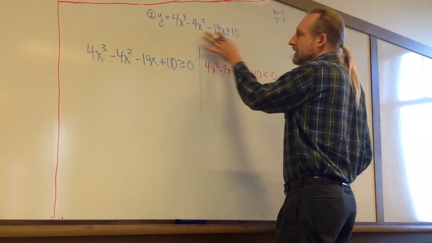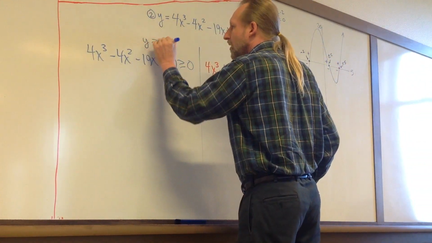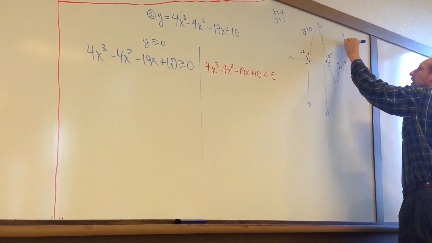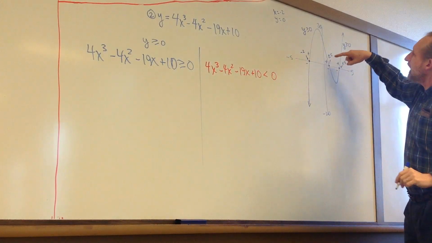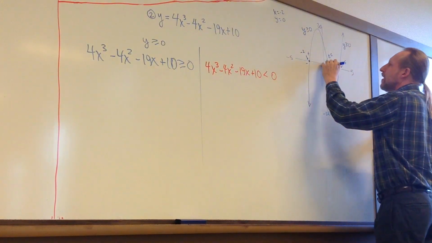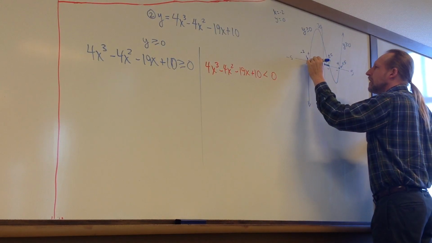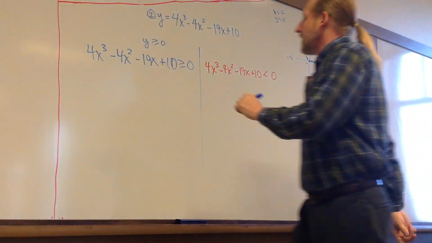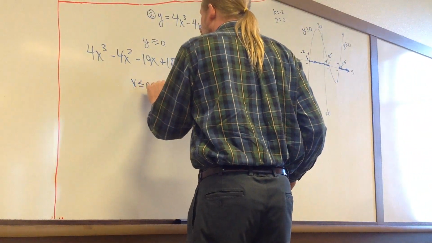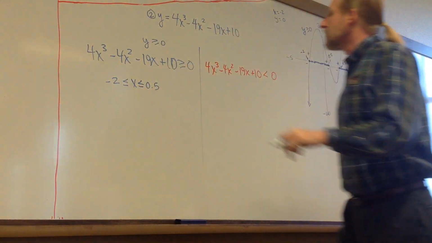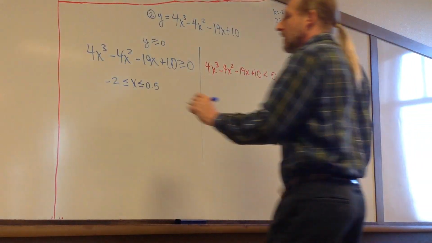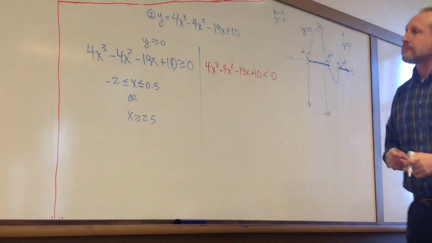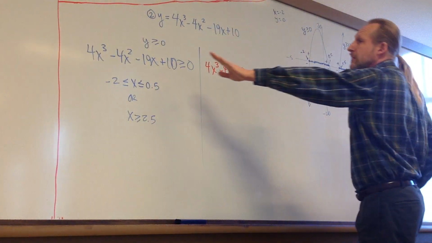Because this is y is equal to this expression, so this is y. So where is y greater than or equal to 0? Well, that's up here, okay? And then also over here. So the x values that make y positive are these x values in here, and then also these x values out here. So this interval right here is x less than or equal to 0.5, but greater than or equal to negative 2. Or this other interval over here is x greater than or equal to 2.5. Okay, so that's where y is greater than or equal to 0.